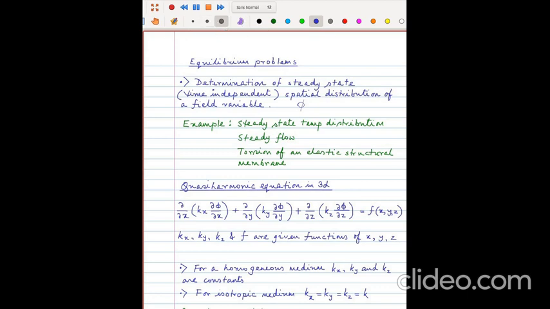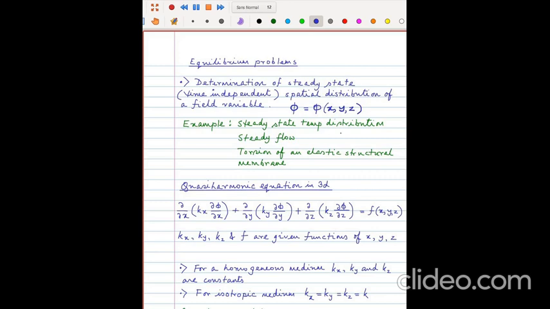Your phi is a function of the space variables and not the time variable. Okay, so the phi is the field variable and the field variable is dependent on the spatial coordinates. So this is a spatial distribution of the field variable.